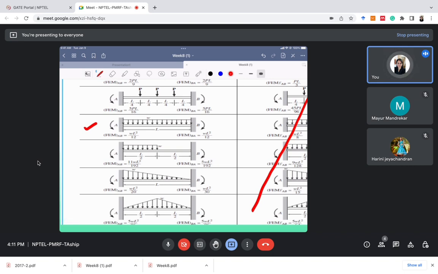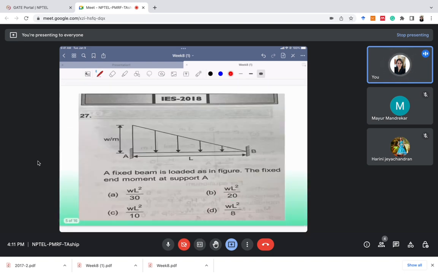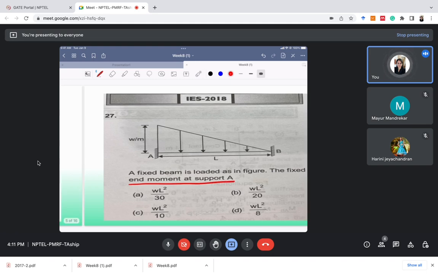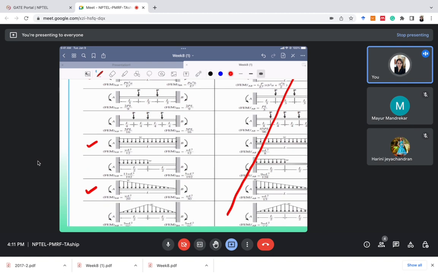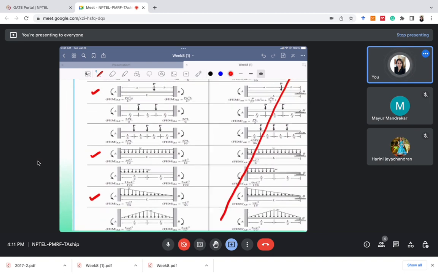There is one more case which you should remember, that is this case where the fixed end moments are for the triangular loading. Why am I saying this case? Because one direct question came in the engineering services examination 2018. I'll show you that question. So a fixed beam is loaded as shown in the figure, and we need to determine the fixed end moment at the support A. If you would have remembered at least these three cases, then you could solve this question.